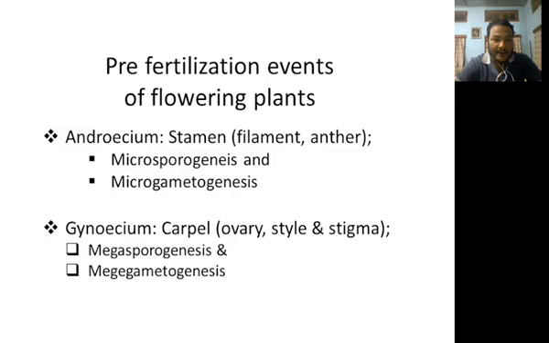The development of megaspores occurs within this ovary, and this is known as megasporogenesis. Within this ovary also, the development of egg cells happens in the ovule. This process is known as megagametogenesis.